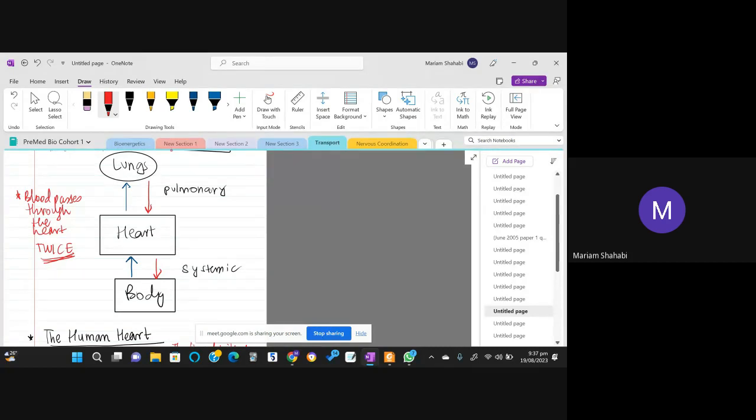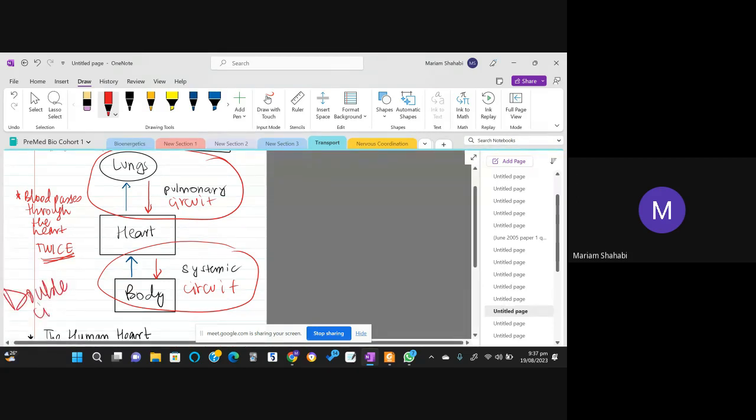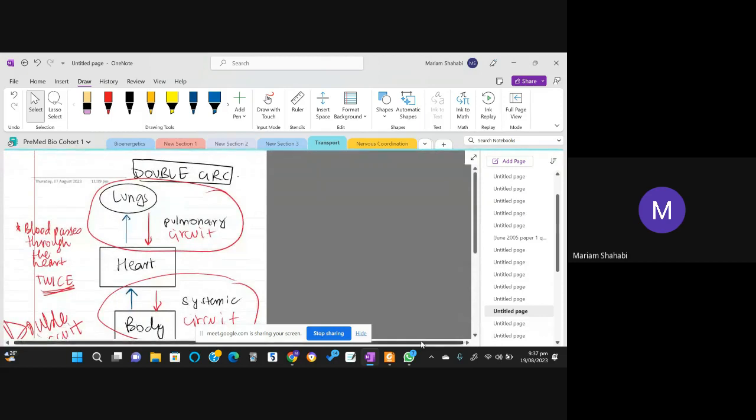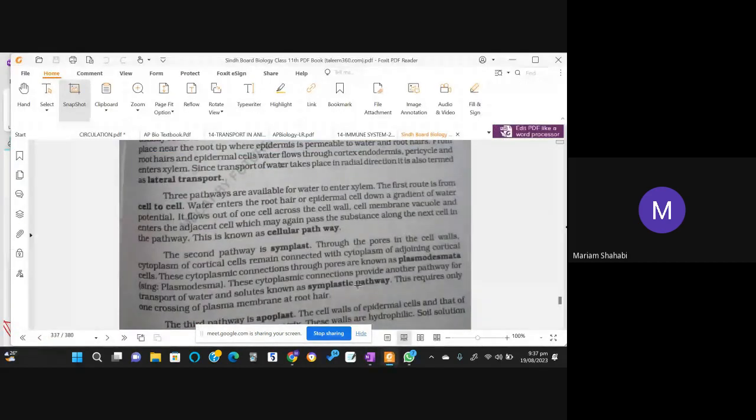अब इस सर्किट को हम बोलते हैं पल्मोनरी सर्किट. ये पल्मोनरी सर्किट हो गया और ये सिस्टेमिक सर्किट हो गया. इन दोनों को, because there are two circuits, this is double circulation, double circuit. This will be seen in amphibians, reptiles, birds and also in mammals. किसी ने साइनस वेनोसिस कहा था, देख लेते हैं साइनस वेनोसिस क्या लिखा हुआ है.